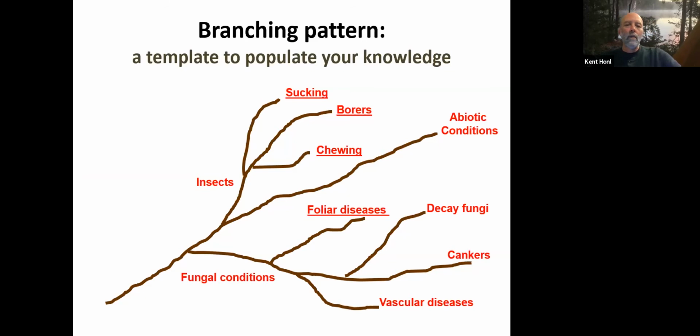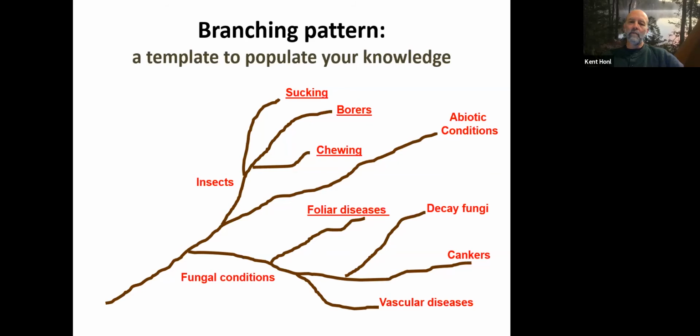And if you go further down the branch about the insects, we can branch them into sucking insects, borers, chewing insects, and that's not like Coleoptera, Lepidoptera, scientific classification. It's more from the practical approach of what do they do to the tree, because the way you treat them falls into a similar pattern according to what they do to the tree. And then if we're going down that branch of the fungal conditions, it breaks down into foliar diseases, decay fungi, cankers, vascular diseases.